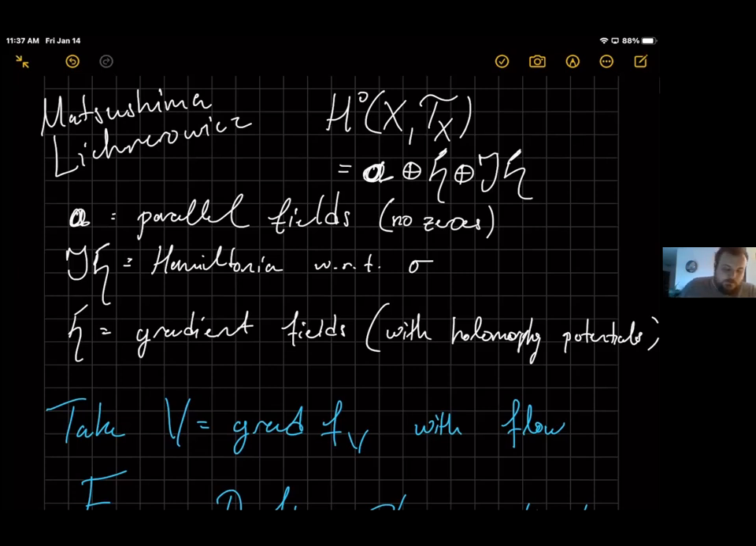of vector fields. So due to Matsushima and Lichnerowicz, the holomorphic vector fields, which I've written here as sections of the holomorphic tangent bundle, split into three spaces. You have the parallel vector fields, which, except for the zero vector field, don't have any zeros. And then you have the Hamiltonian vector fields with respect to the symplectic form. And then you have the gradient vector fields.